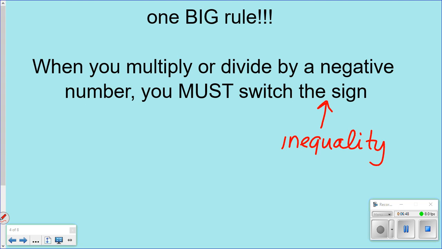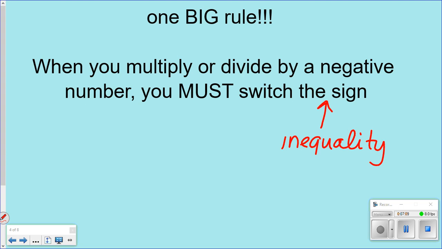So what do we know when we multiply negative numbers? What do we know about that? Do you guys remember the rules when we multiply or divide by negative numbers? Two negatives equal positive. Two different signs equal negative. Here's the thing. Our inequality sign doesn't know those rules. It's just a sign. It isn't aware of the rules.